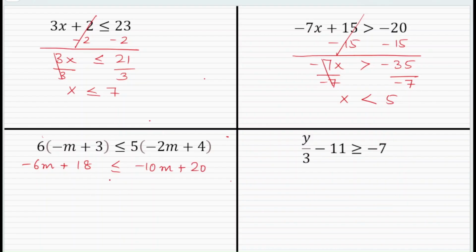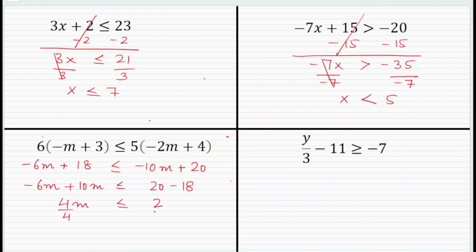Now, if you look at this inequality, it has variables on both sides. So I have minus 6m. This minus 10m, when shifted to that side, becomes plus 10m, less than or equal to this 20 as it is, and plus 18 when shifted to that side becomes minus 18. Now minus 6m added to 10m becomes 4m, less than or equal to 20 minus 18, which is 2.